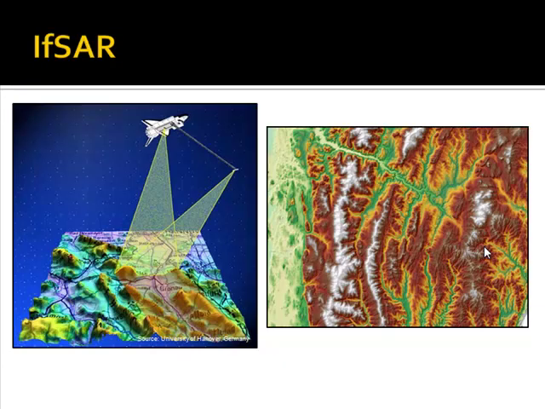In the case of IfSAR, the most well-known project involving IfSAR is the SRTM, or Shuttle Radar Topography Mission. In the course of a few days, the shuttle, using radar, mapped elevation at approximately 80% of the Earth's surface at a resolution of 30 meters. Up until that point in time, the best available data for the vast majority of the Earth's surface had been 1 kilometer.